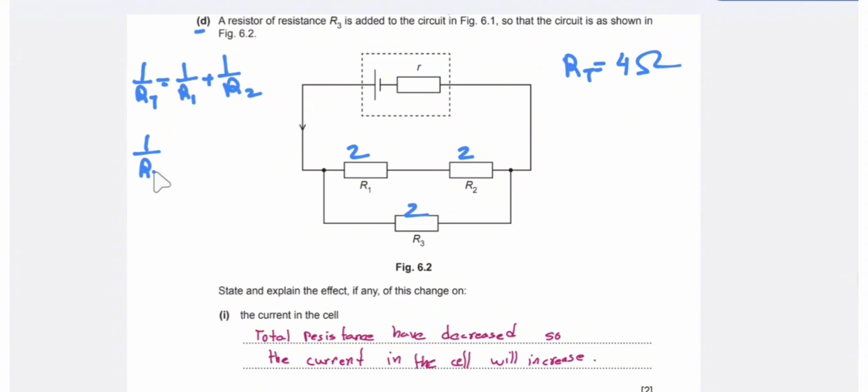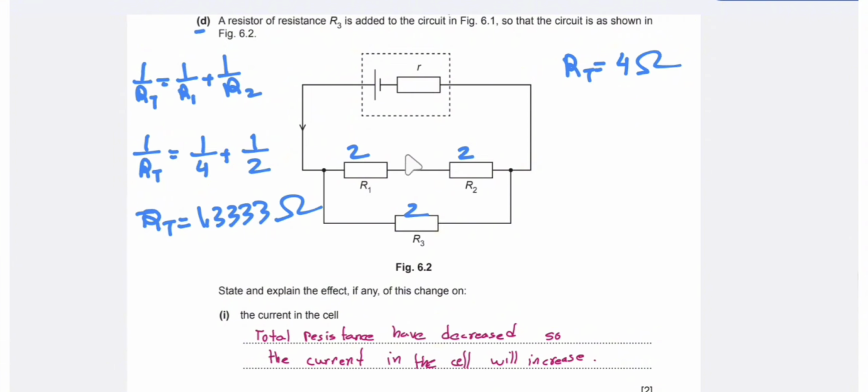1/R total is equal to, so R1 is the addition of these two, that is 1/4 plus 1/2. If we calculate, then R total is 1.3333 ohm.